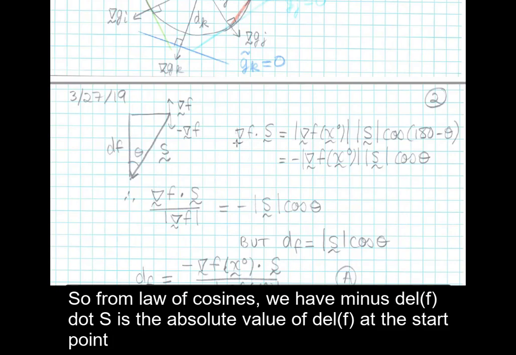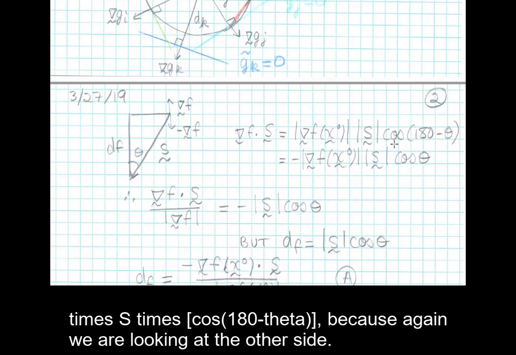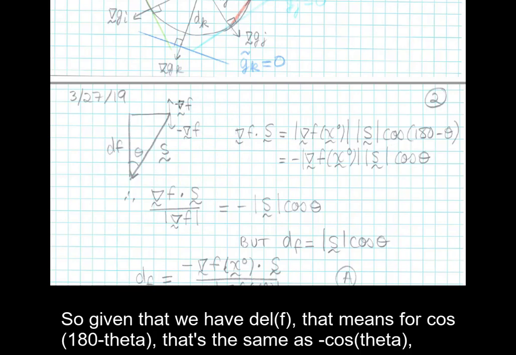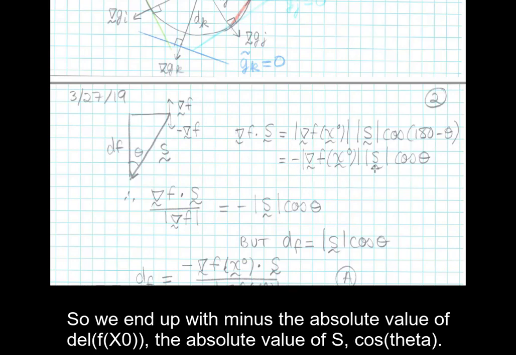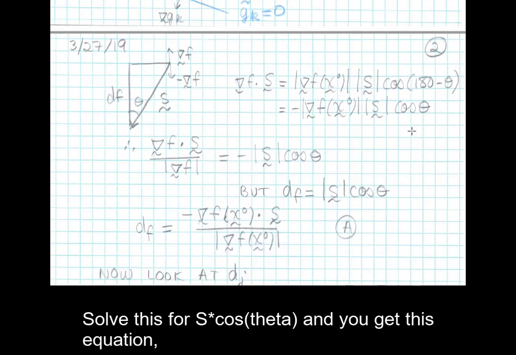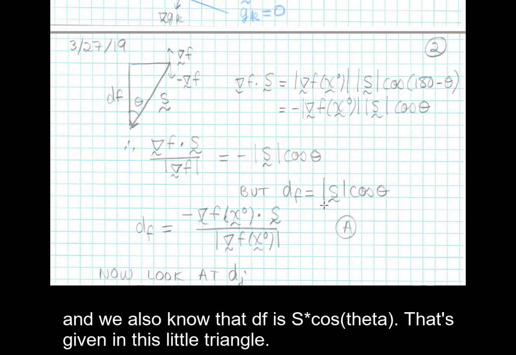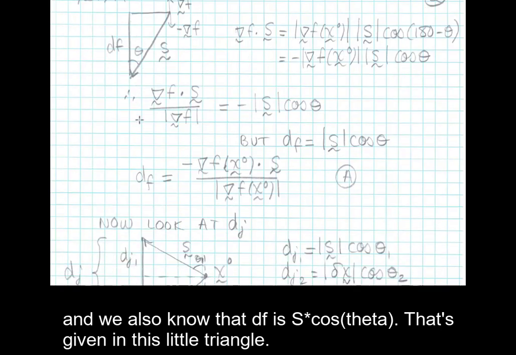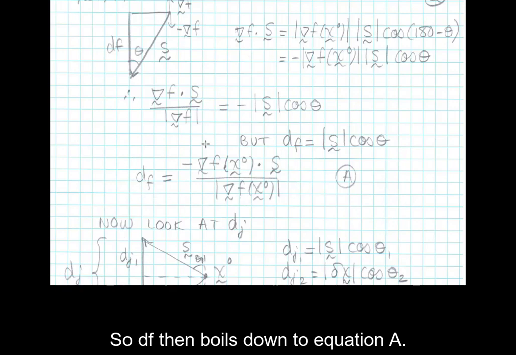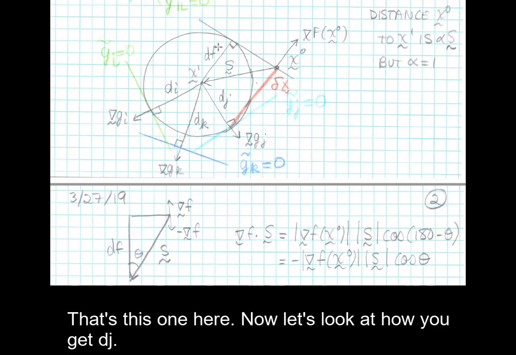From the law of cosines, we have minus del f dot s is the absolute value of del f at the start point times s times cosine of 180 minus theta, because again, we are looking at the other side. Cosine of 180 minus theta is the same as minus cosine theta. So we end up with minus the absolute value of del f at x0 times the absolute value of s cosine theta. Solve this for s cosine theta, and you get this equation. We also know that df is s cosine theta, given in this little triangle. So df boils down to equation A.